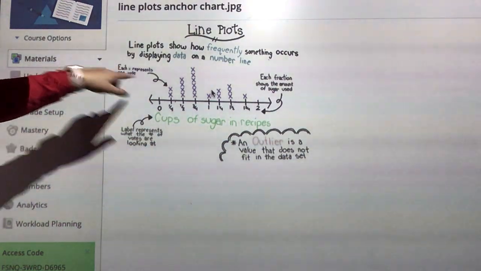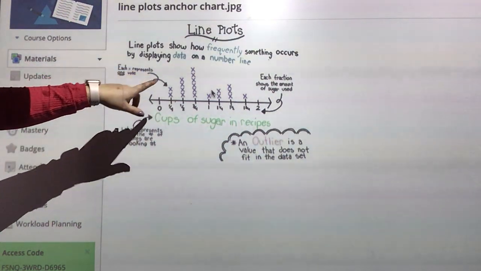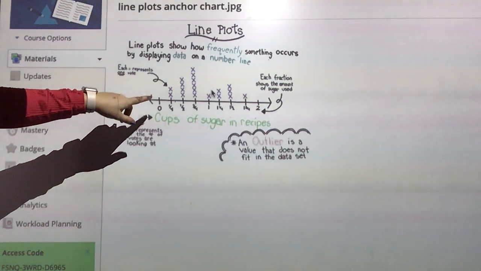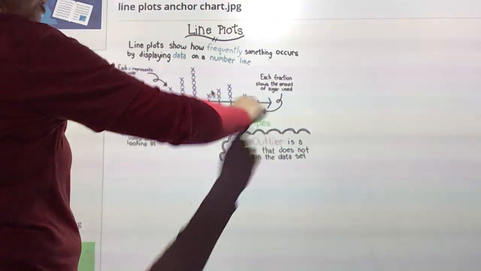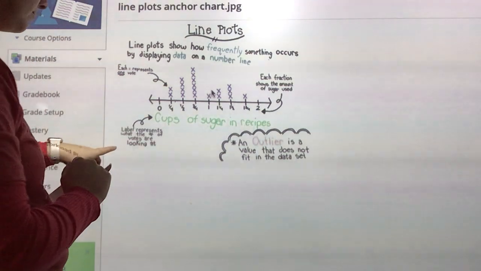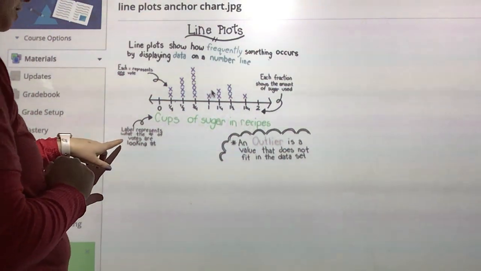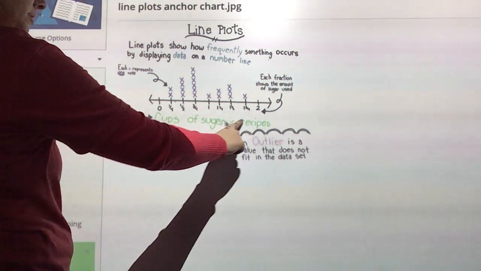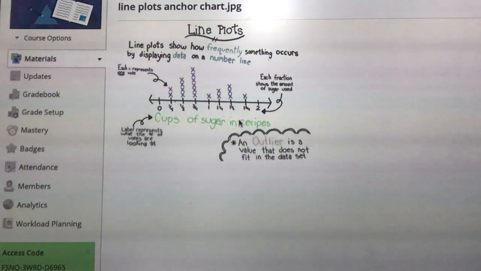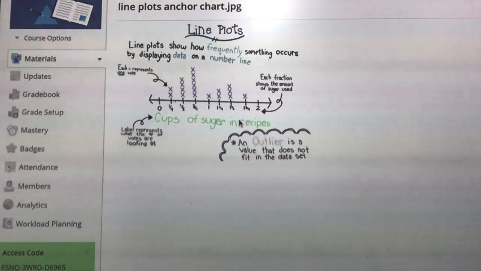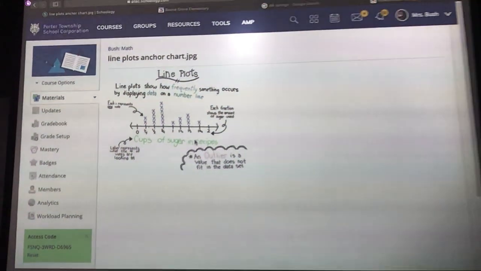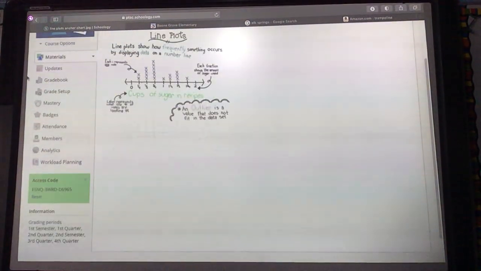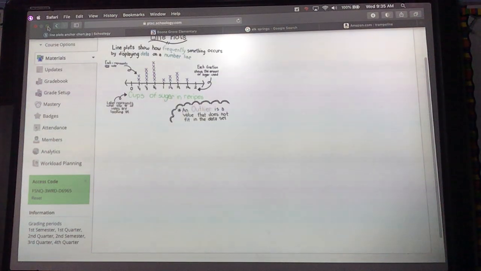We have here, see this one, they use X's instead of those dots. Each X represents 1 vote. Each fraction shows the amount of sugar used. We label down here. This one doesn't have a title. They have their label on the bottom, but it should have a title too. Okay? All right, let's practice.